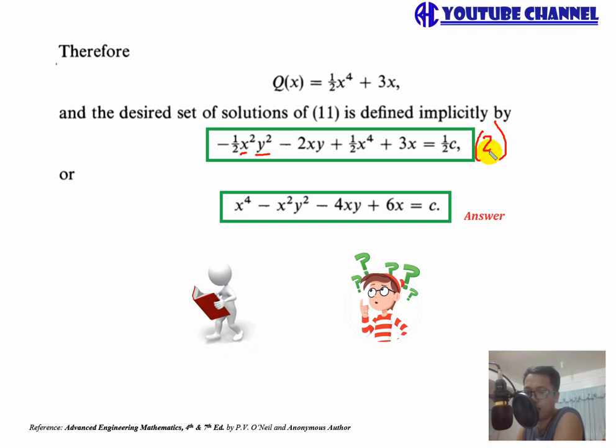So pag multiply natin ng 2 yung all terms, ito cancel out, ito magiging 4, cancel out, ito magiging 6. Kaya ito yung magiging result natin. Sagot na rin yan. So magiging result natin is x to the 4th minus x squared y squared minus 4xy plus 6x is equals to c. So yun ang solution ng differential equation ng sample number 2 natin.